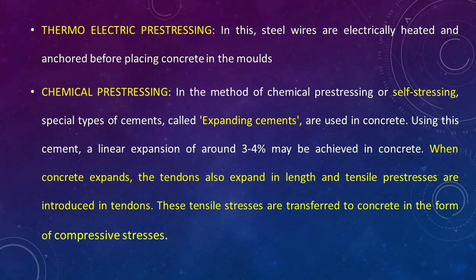Third one is thermoelectric pre-stressing. In this type, steel wires are electrically heated and anchored before placing of concrete. And the last one is chemical pre-stressing or self-stressing, in which some special type of cement like the expanding cement, which expands up to 3 to 4% is used. When concrete expands, the tendons also expand and tensile pre-stress is introduced in tendons. These tensile stresses are transferred to concrete in the form of compressive stresses.